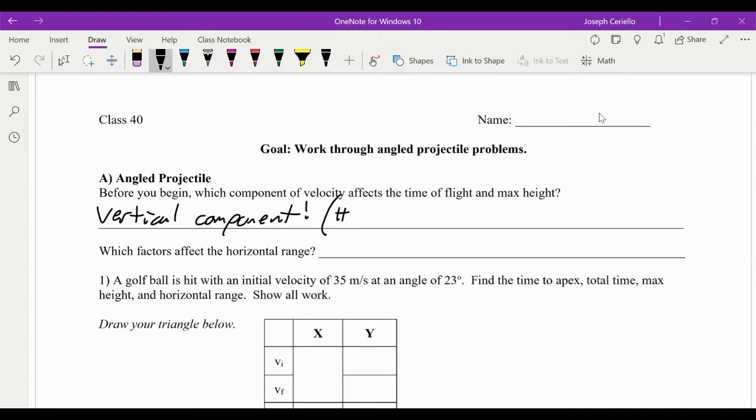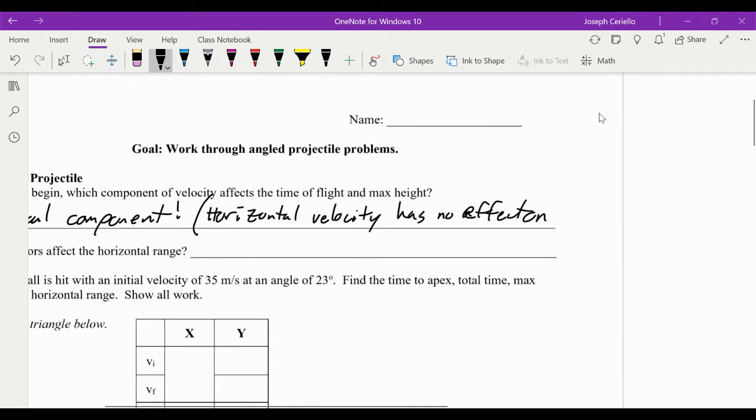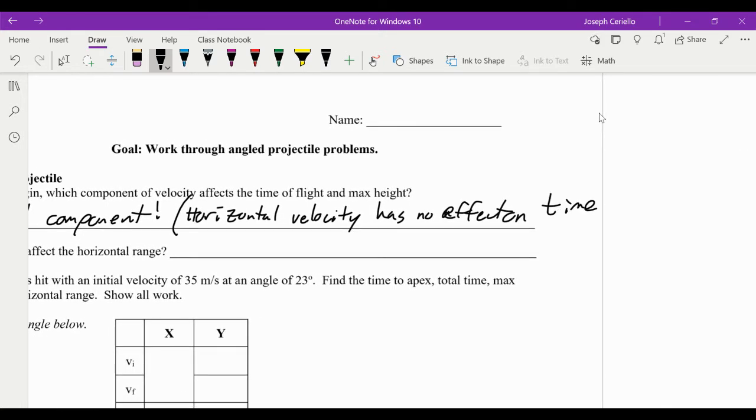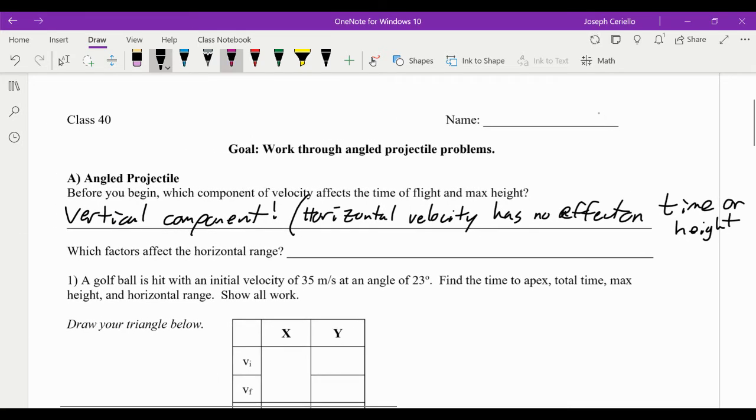Because we know, hopefully you know this, that horizontal velocity or horizontal motion in general has no effect on time or height. Now, what factors affect horizontal range? Simply the horizontal component of velocity, and time of flight.